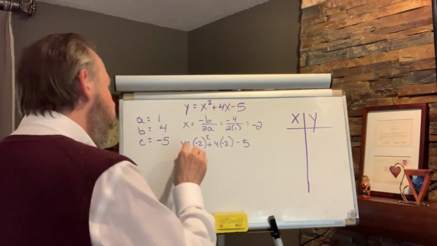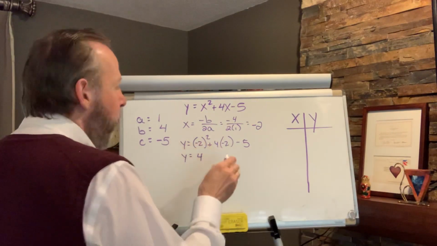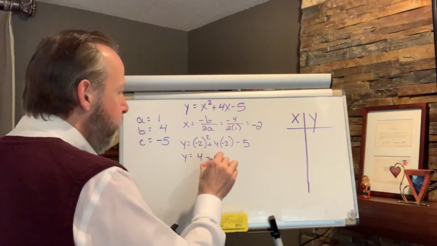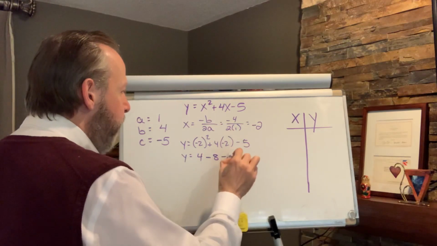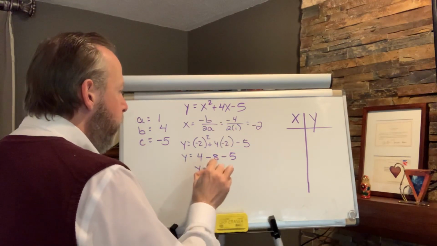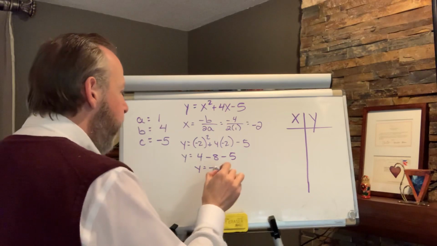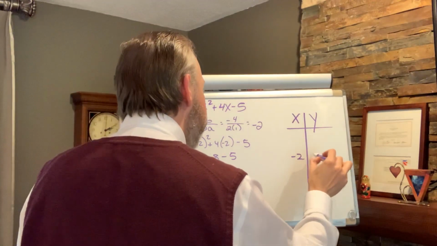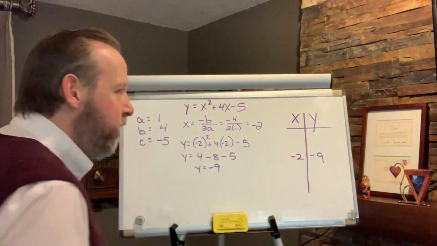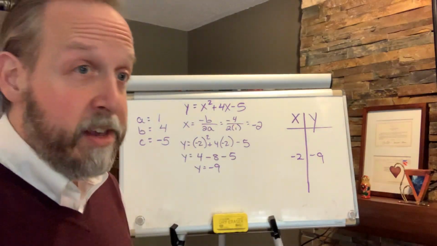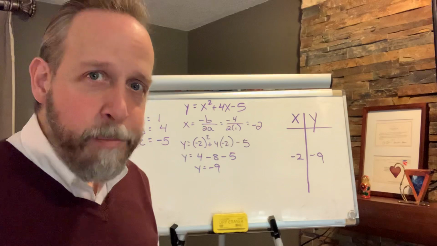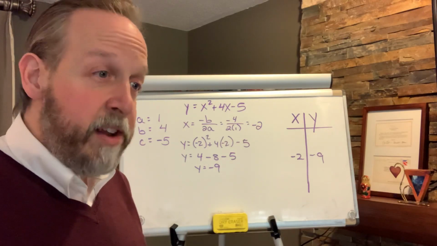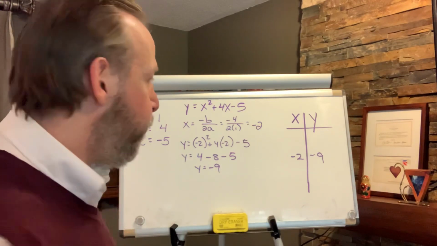Negative 2 squared is 4. Positive 4 times negative 2 is minus 8, and then we had minus 5. 4 minus 8 minus 5 is negative 9. So my vertex is negative 2, negative 9. I'm going to put it right there in the middle of that table because, again, that's where it needs to go, and that identifies the center of my t-table.